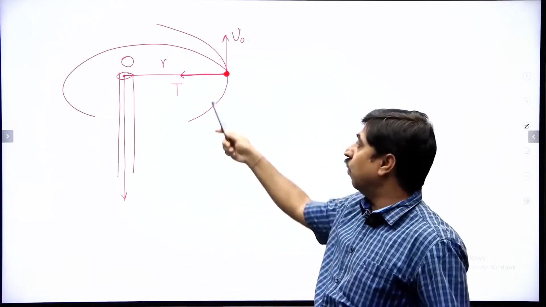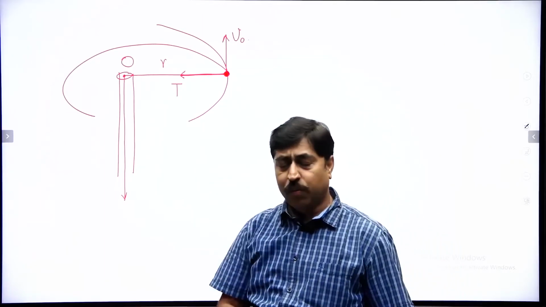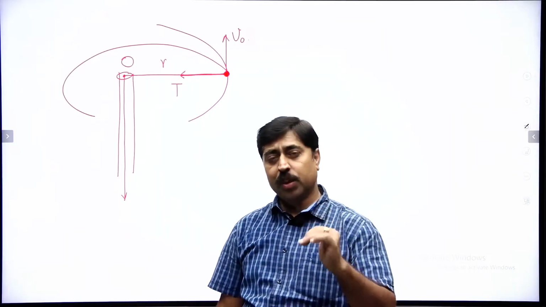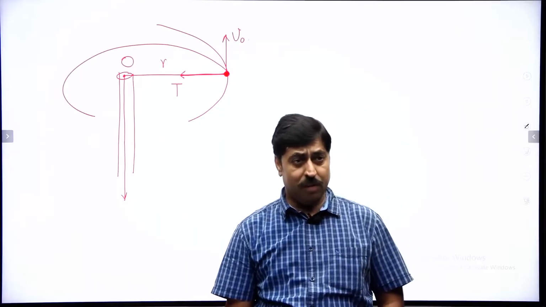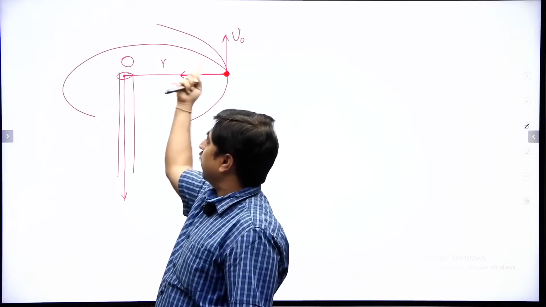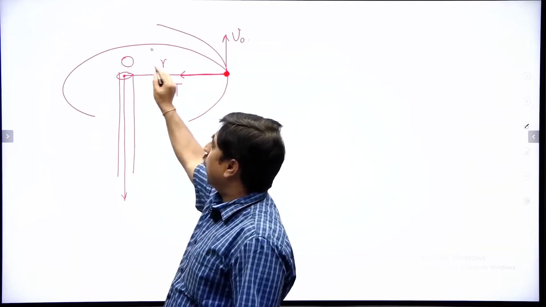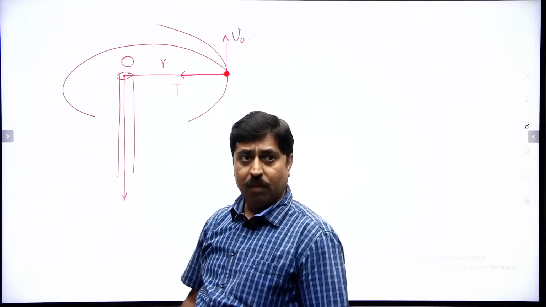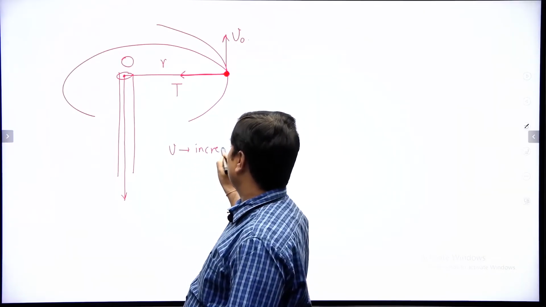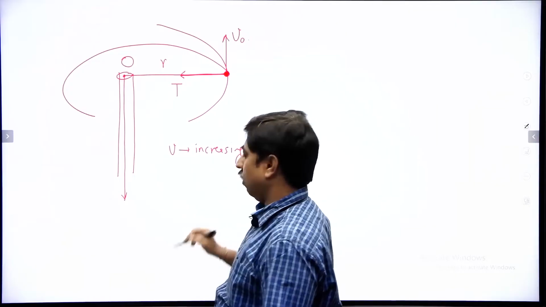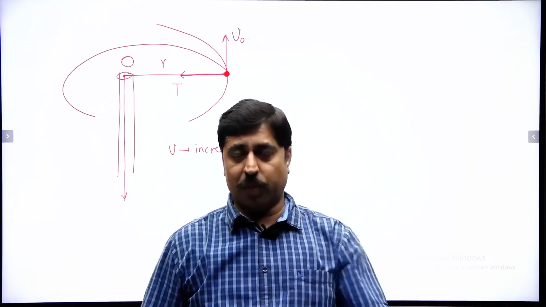In fact, this force is doing some positive work on this particle, and you all know from the work energy theorem that if a force performs positive work on a particle, its kinetic energy is bound to increase. So as the string gets shortened, the speed of the particle will go on increasing. So the speed of the particle v is definitely increasing. Is kinetic energy conserved? Not at all. Why? Because the string tension is doing some work on the particle.